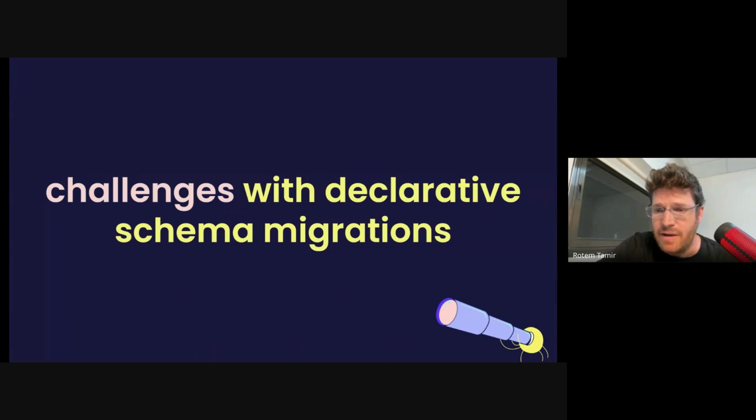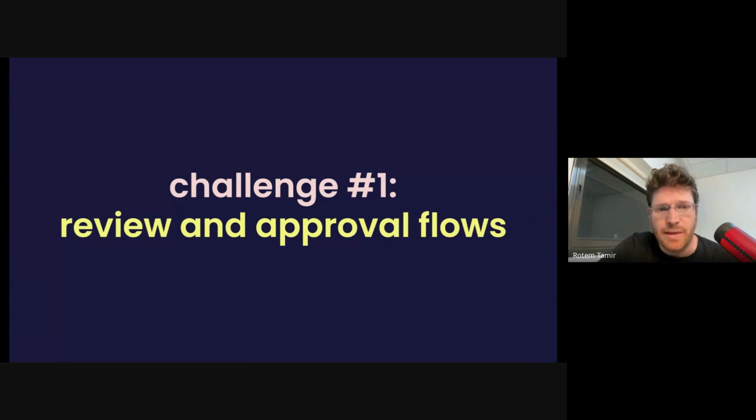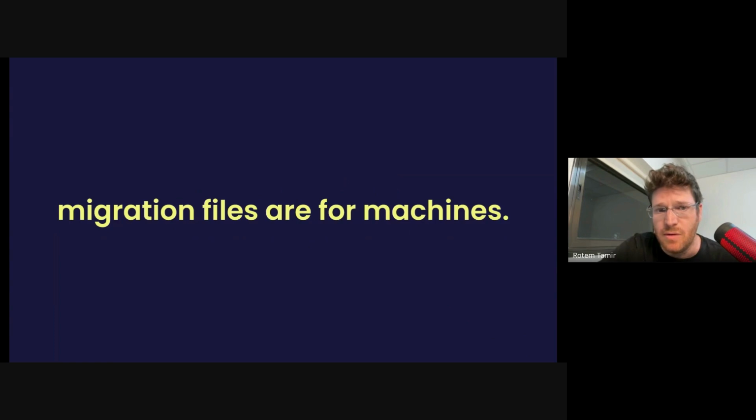Having analyzed the problem, we came up with 3 challenges that we think we need to overcome if we want to solve this. The first one is review and approval flows. Obviously, for technical reasons, migration files are there for machines, right? These are the instructions to the computer, what SQL commands to run against your database when you're upgrading a version.